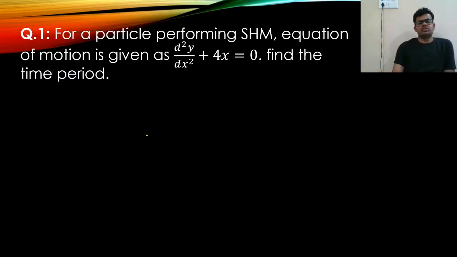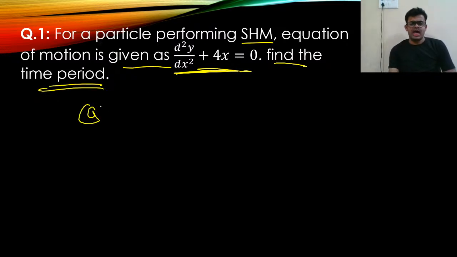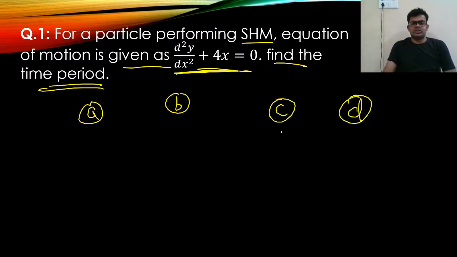Next, I have a simple question for you. A particle performing SHM has its equation of motion given by this. This is the differential equation of SHM. Now find the time period of SHM. I'm giving you four options: A, B, C, D. First option is 1 second, second option is 2 seconds, third option is 2 pi seconds, and fourth option is pi seconds.